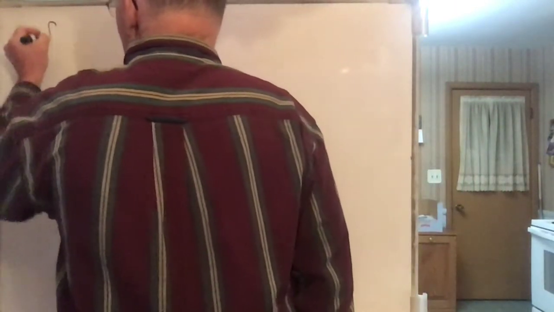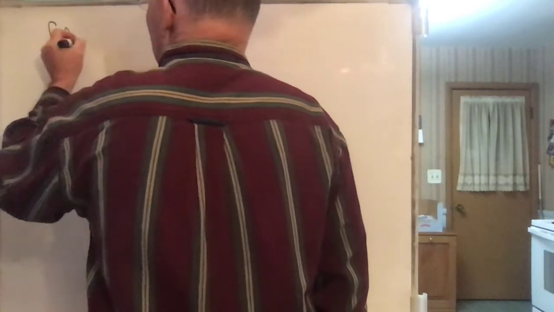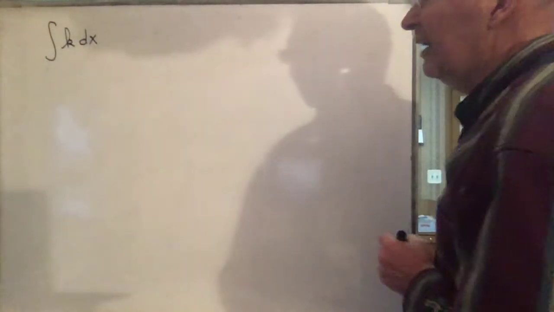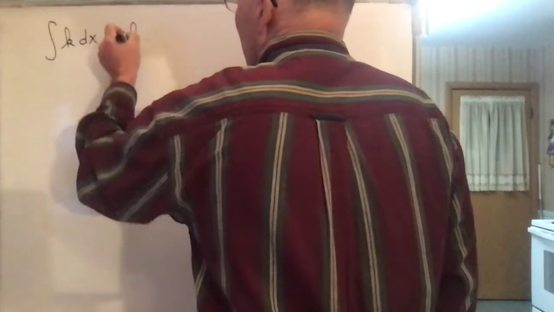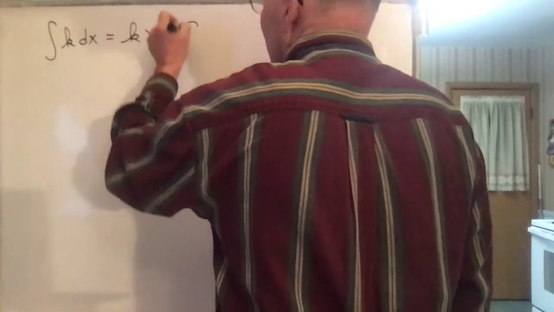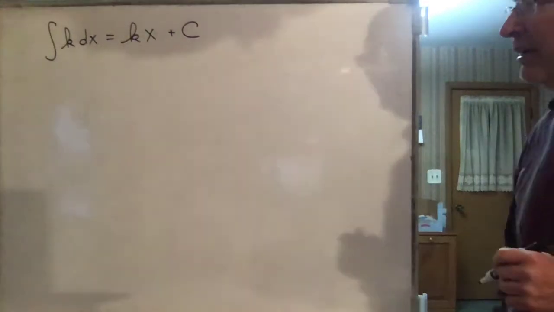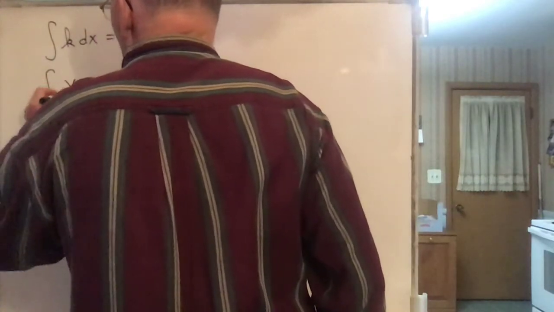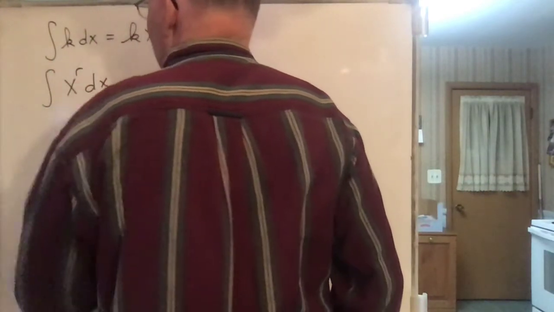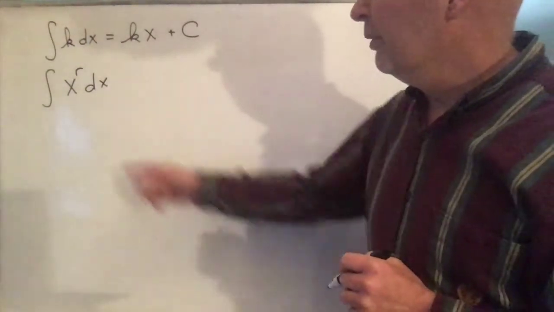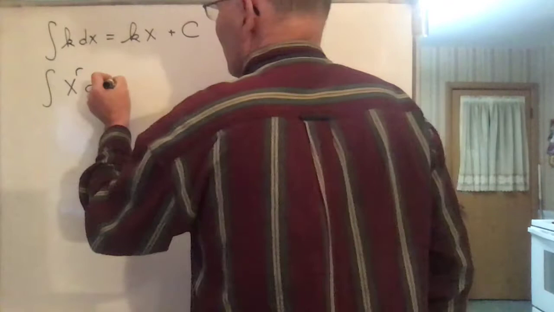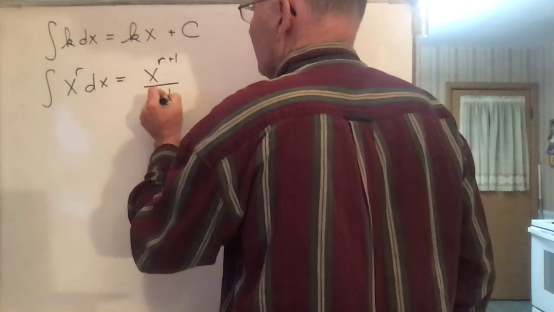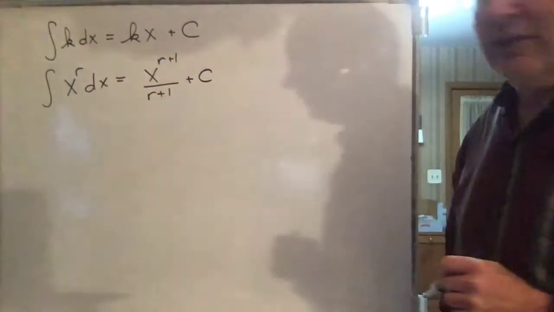Maybe the easiest one is what's the antiderivative of just a constant? Recall that this is the formula for it, and the antiderivative of a constant is just that constant times x plus a constant of integration. Agreed? That's the antiderivative. What's the antiderivative of something of the form x to the r dx, where r is any real number at all? Recall that the antiderivative is what you get by just adding 1 to the exponent and then dividing by it. And then of course adding your constant.